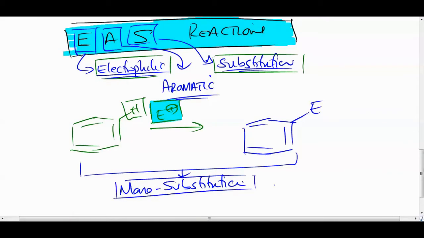Now, monosubstitution just means that we've only added one electrophile. We've only substituted one electrophile for one hydrogen. So it was a monosubstitution. Notice that it's the electrophile that's doing the substitution. So that's why we call it electrophilic aromatic substitution. The electrophile is doing a substitution on the benzene ring. In nucleophilic aromatic substitution, the nucleophile is doing the substitution on the benzene ring. If the nucleophile is reacting with the benzene ring, then the benzene ring must be an electrophile.